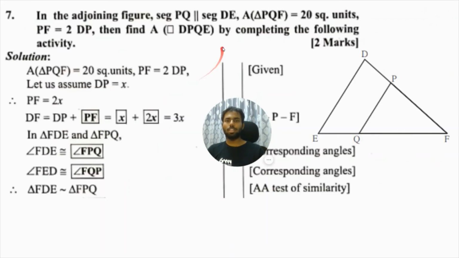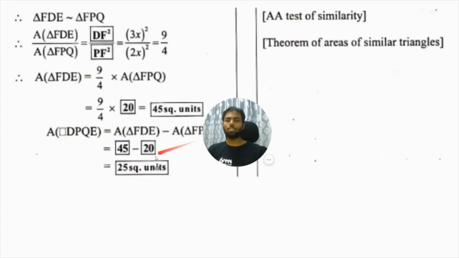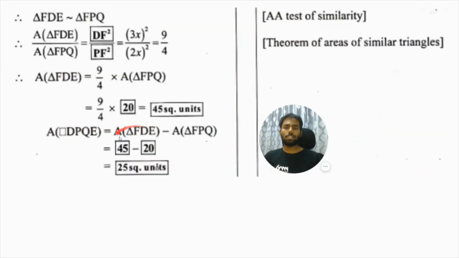But what was asked? Area of quadrilateral DPQE. So how will we get it? Area of the bigger triangle minus the area of the smaller triangle. So that's what they have done. This is the bigger triangle and this is the smaller triangle. So you have the areas of both the triangles. The bigger triangle's area, 45, you just found out using the theorem of areas of similar triangles, and the smaller triangle's area was already given in the question, 20. So 45 minus 20 is 25 square units. Okay, so this is your entire sum.